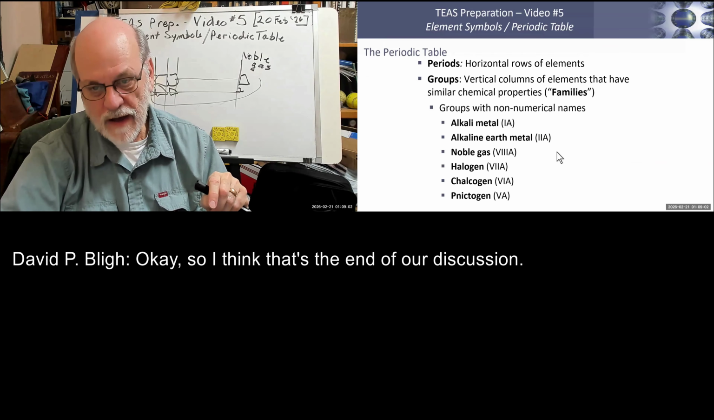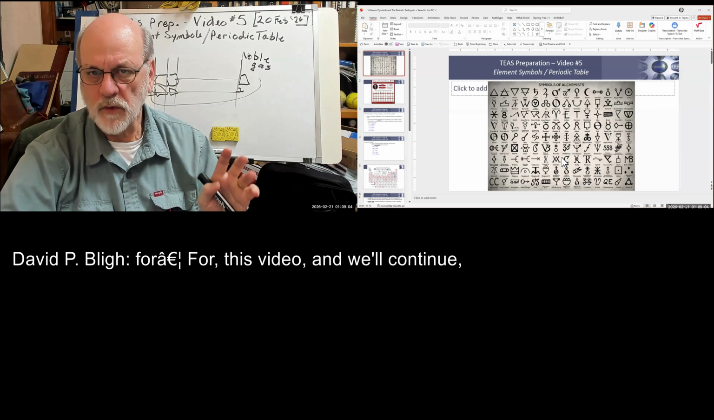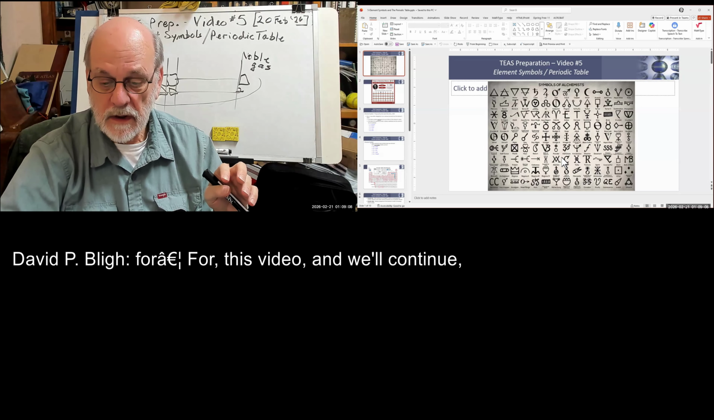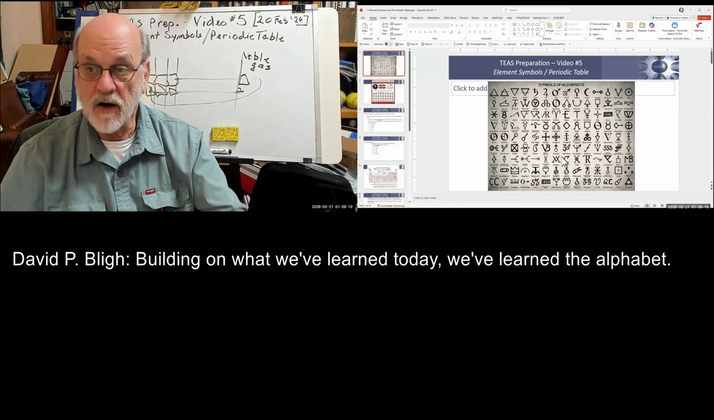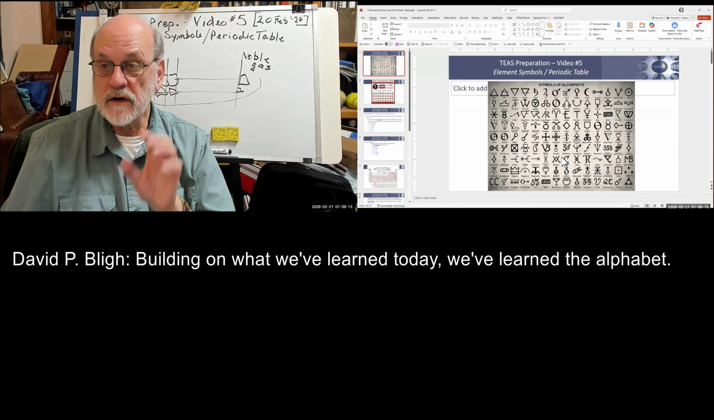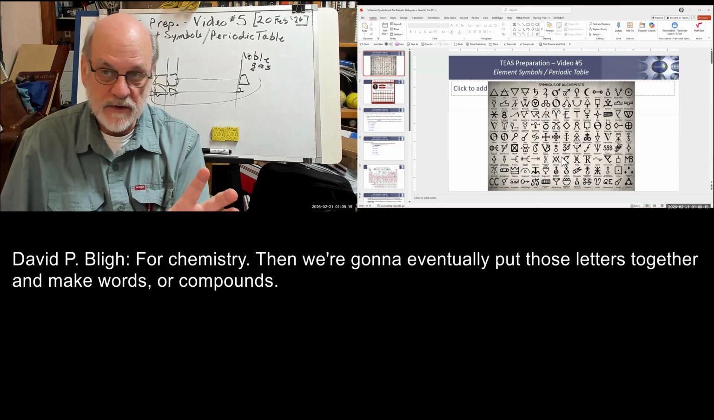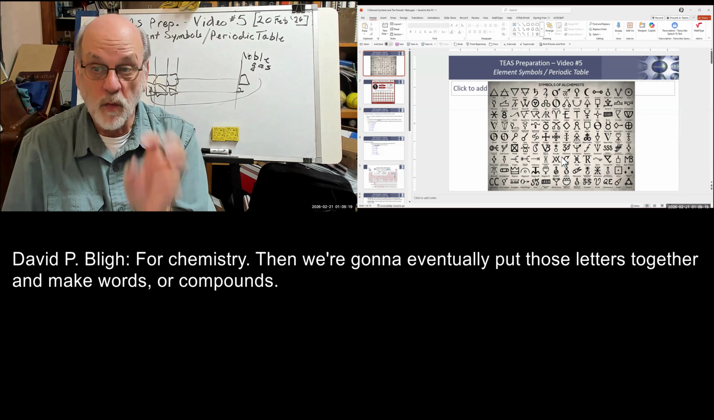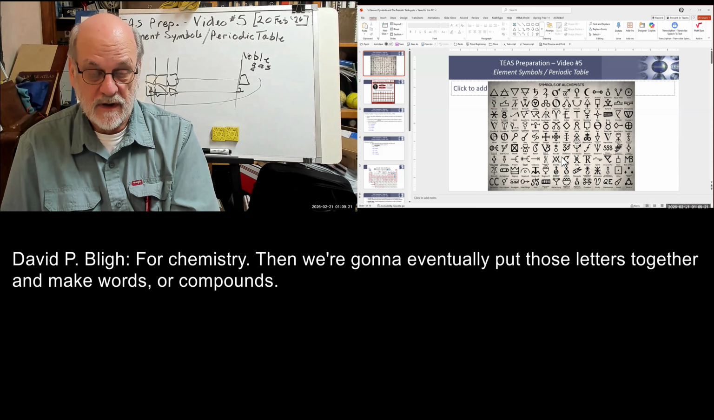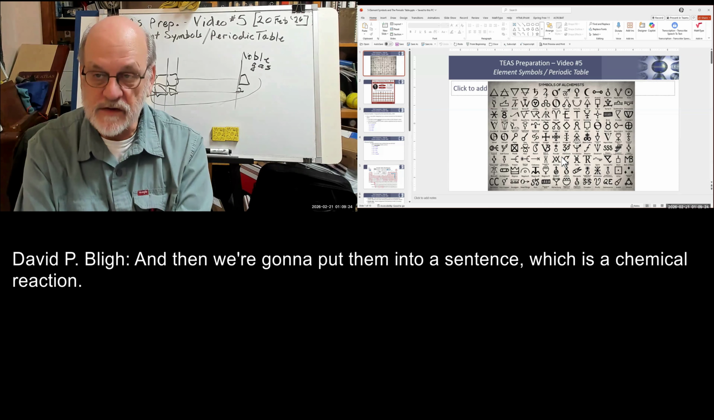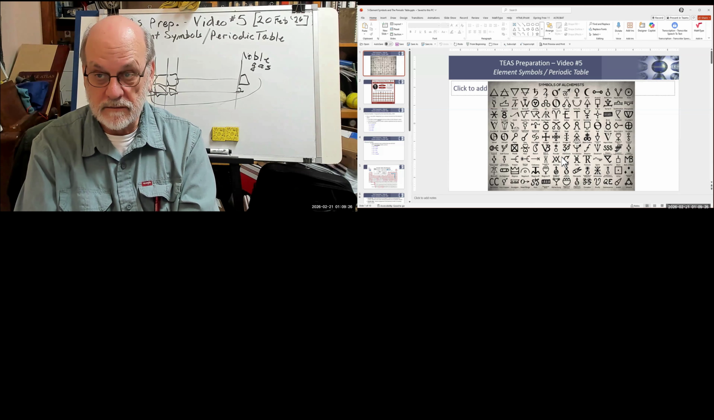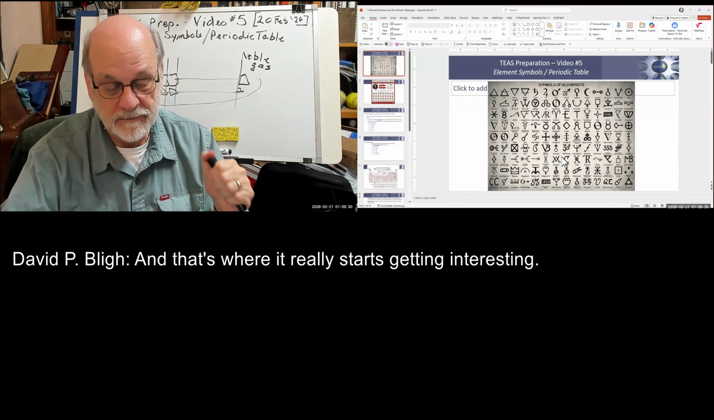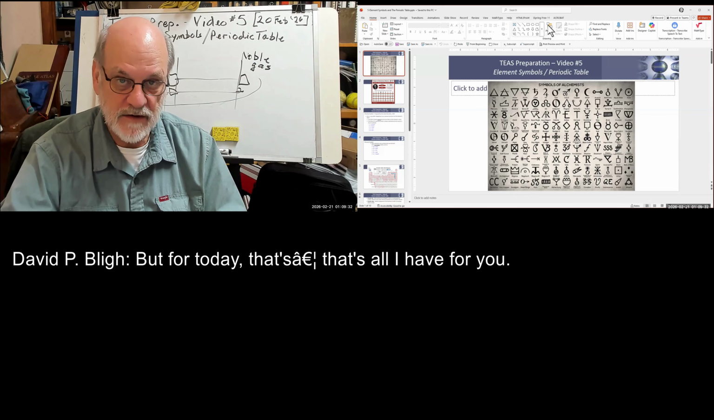Okay, so I think that's the end of our discussion for this video, and we'll continue building on what we've learned today. We've learned the alphabet for chemistry. Then we're going to eventually put those letters together and make words, or compounds. And then we're going to put them into a sentence, which is a chemical reaction. And that's where it really starts getting interesting. But for today, that's all I have for you.